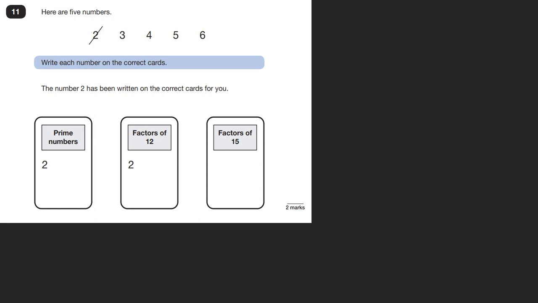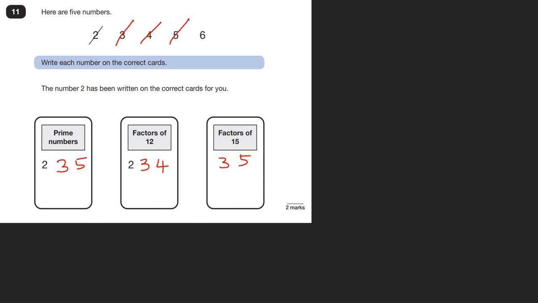So 3 is a prime number, yes. And 3 is a factor of 12, yes. And 3 is a factor of 15 as well. So done. 4 is a prime number, no. 4 is a factor of 12, yes. And 4 is a factor of 15, no. 5 is a prime number, and 5 is a factor of 15, and that is also done.